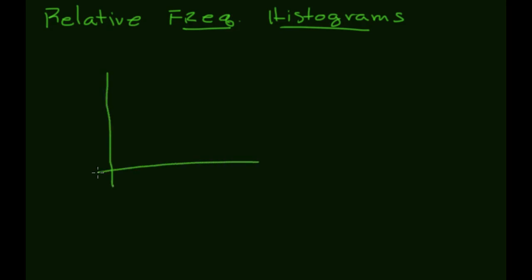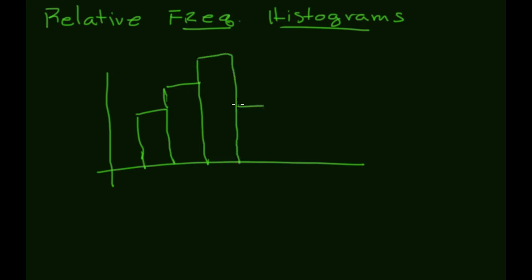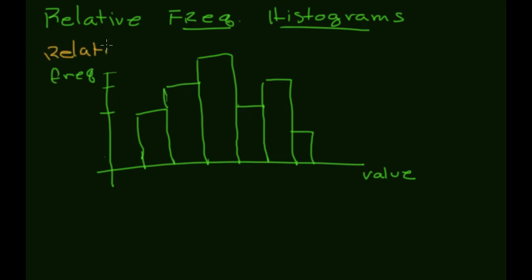So in an ordinary frequency histogram, you have bars that span over a certain class that are right next to each other, and those bars represent a frequency. So this is the value, and this is the frequency. Okay, all we do with a relative frequency, so this is like how many have that value, right? All we do with a relative frequency histogram is we take away frequency here and we make it relative frequency.